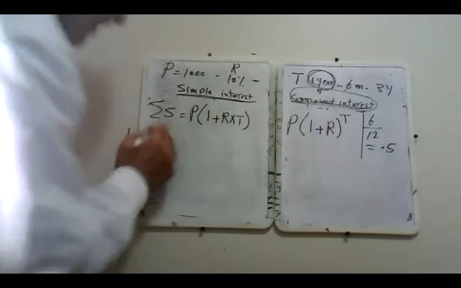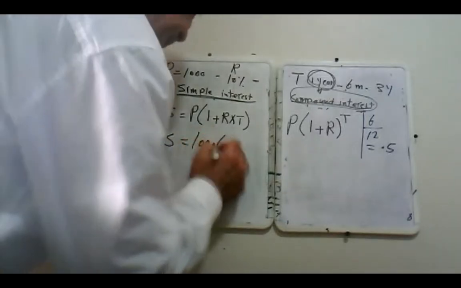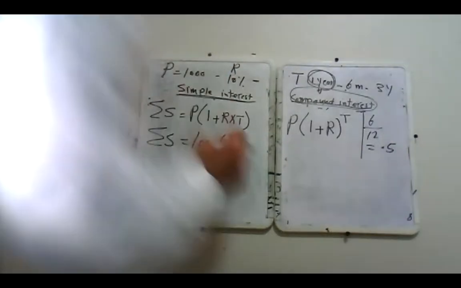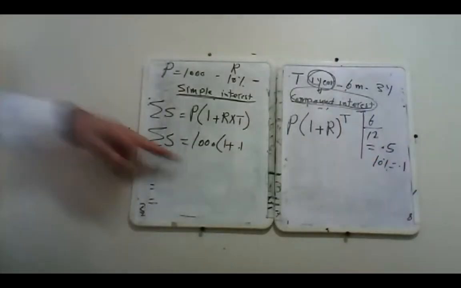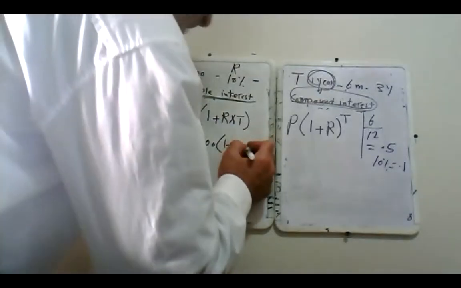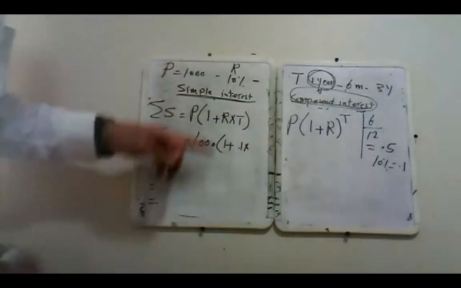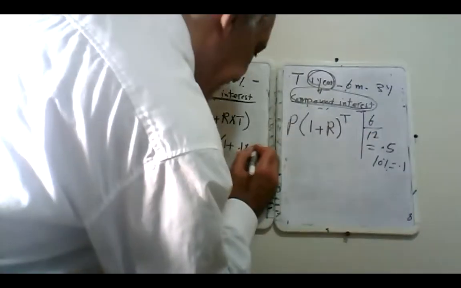Okay, let's go now to the example here. We'll calculate it first for simple interest. That means the principal is 1,000 multiplied by (1 plus R). The R is 10%, which is 0.1, like I said before, 10% equals 0.1. Multiplied by the time. The time here is 6 months, which is 0.5.